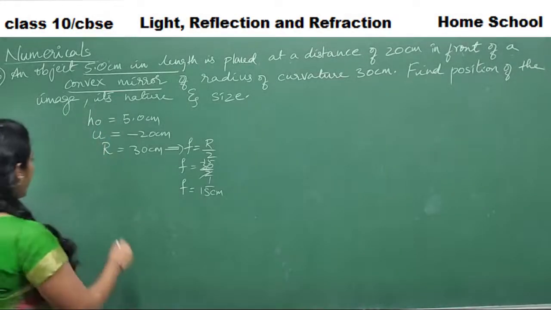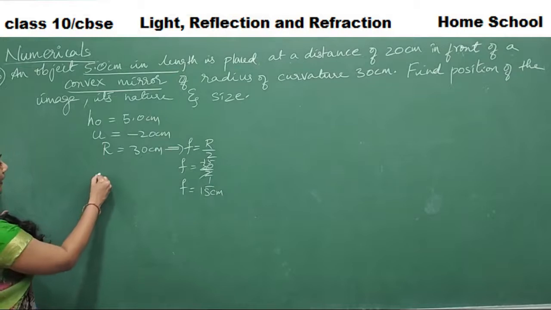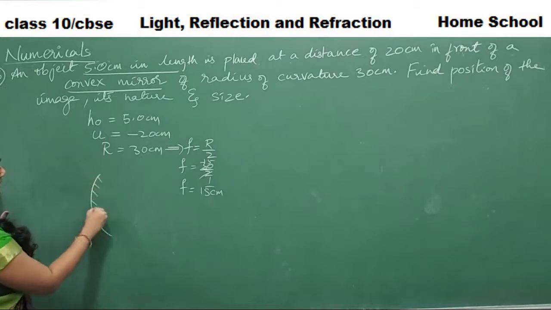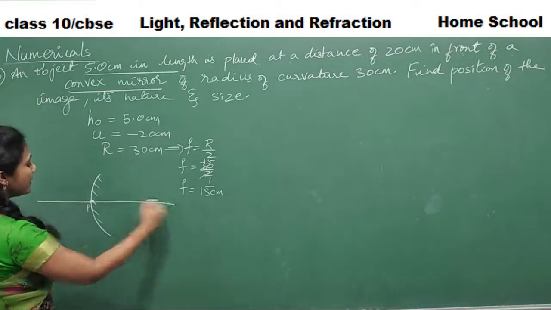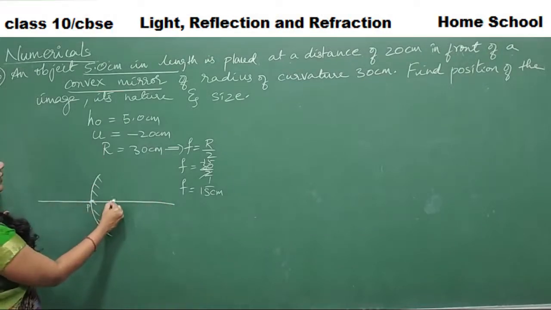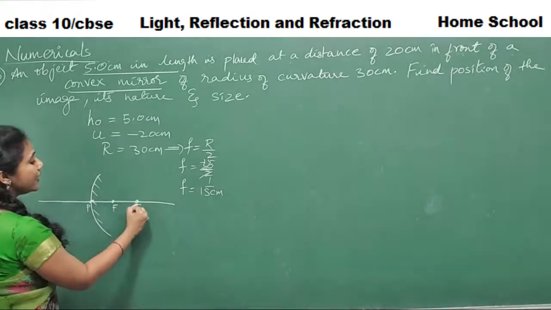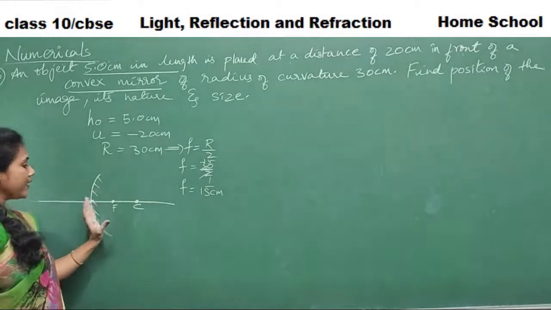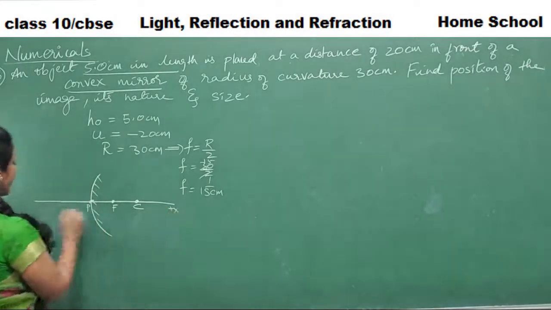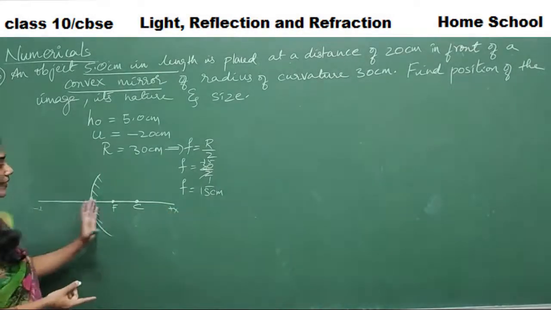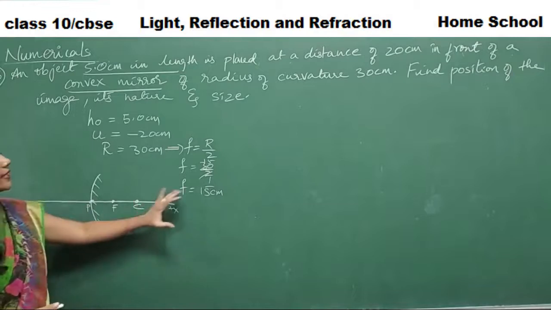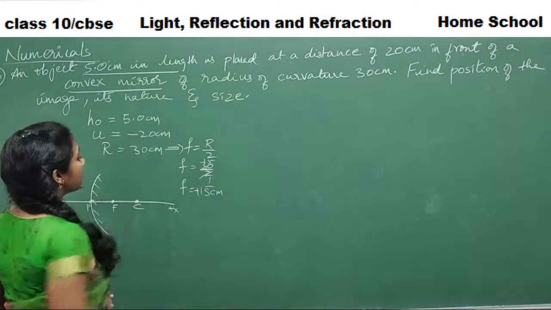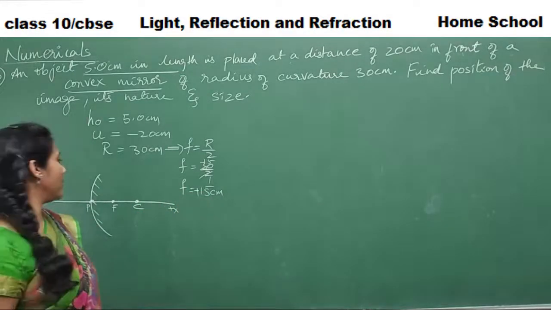Okay, let me draw a convex mirror. Say this is our convex mirror. This is the pole, and this is the principal axis. Our focus point as well as the center of curvature is coming on this side. Say this is the positive x-axis and this is the negative x-axis. So our focal length is a positive value, so it is plus 15 centimeter.